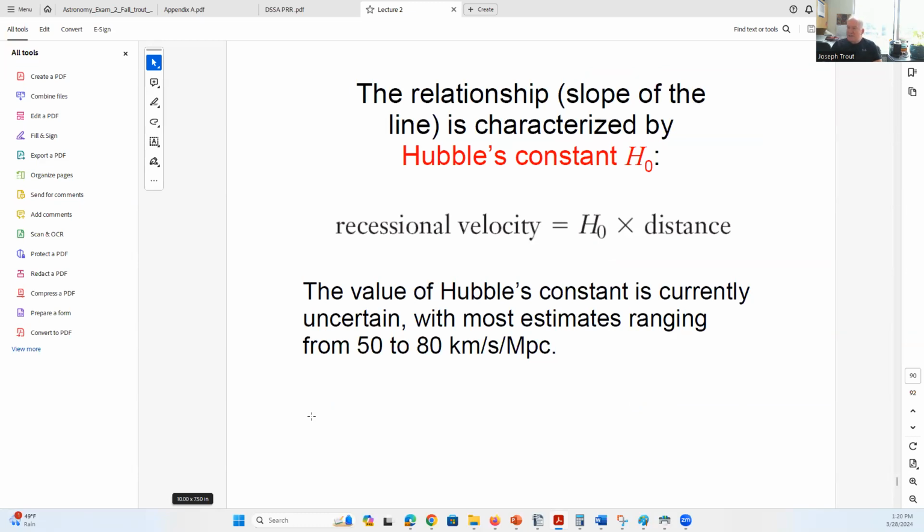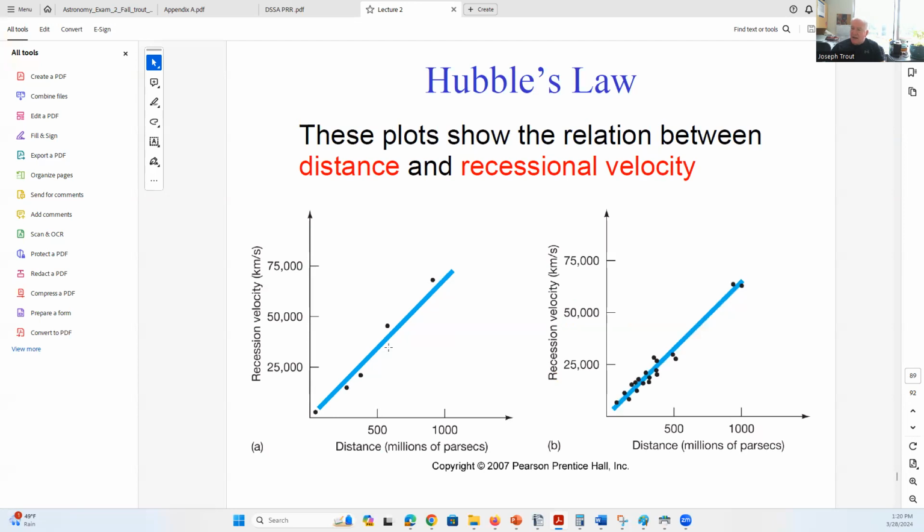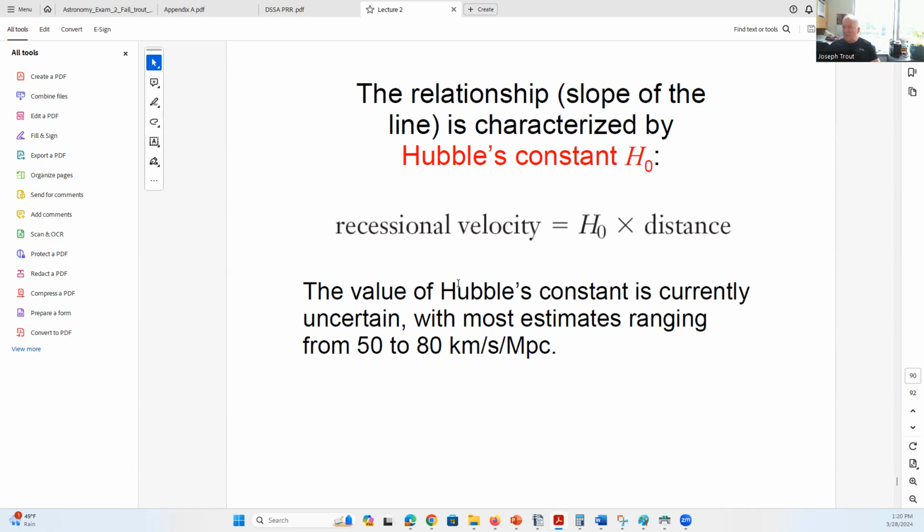So he found that the relationship is a straight line, and if it's a straight line, it has a slope. He called this slope the Hubble constant. So what he said was that the recession velocity is equal to H0 times the distance. This is like y equals mx plus b, where b is 0. The value of the Hubble constant is currently uncertain, but most of the estimates are 50 to 80 kilometers per second per megaparsec.